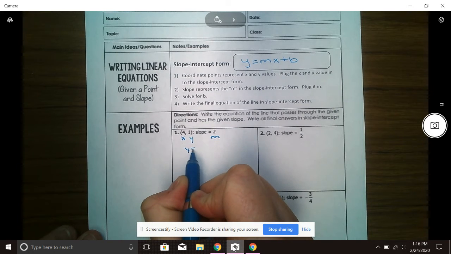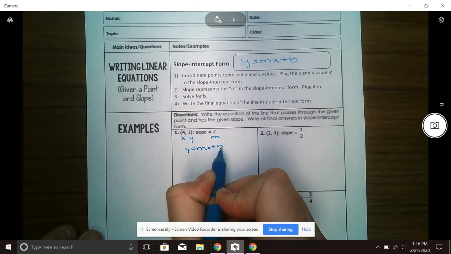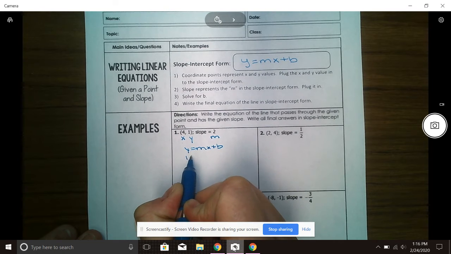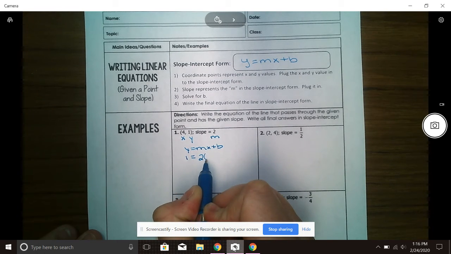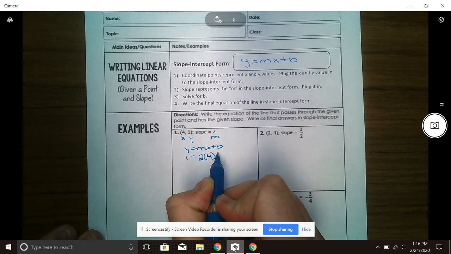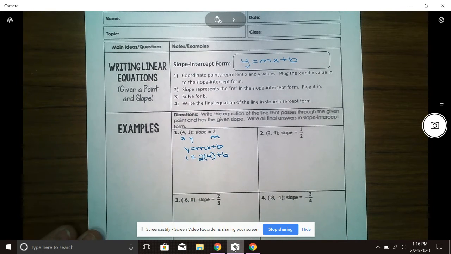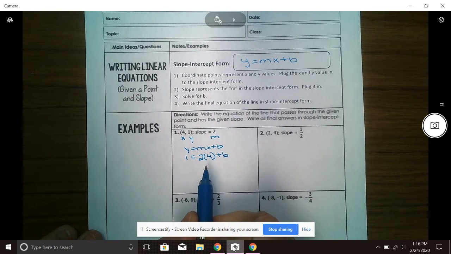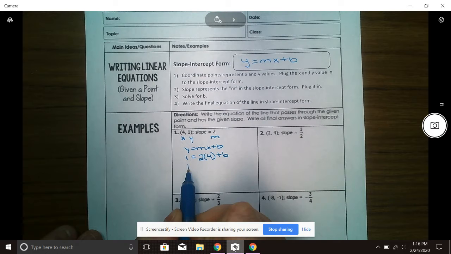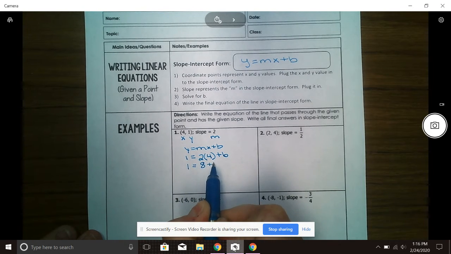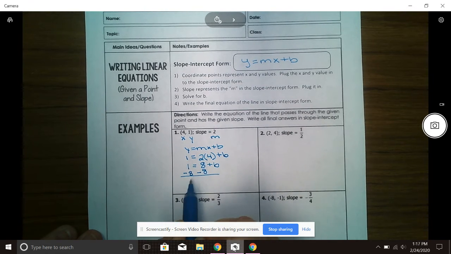So for y equals mx plus b, we have a 1 for the y, a 2 for the m, a 4 for the x, and b is what we do not know. So step 3 says solve for b. Good thing we are great equation solvers. First, I'm going to multiply 2 and 4 together. 2 times 4 is 8. This is a one-step equation. To get rid of a plus 8, I will subtract. So my b value is -7.